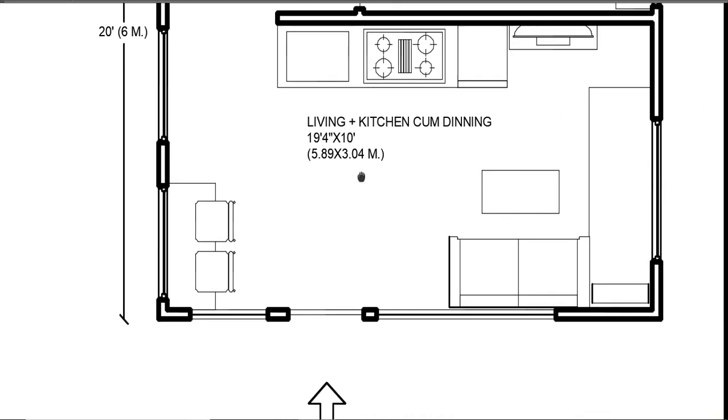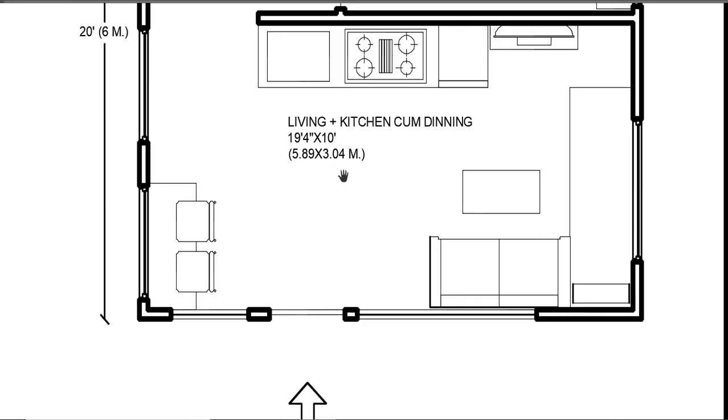So we have a living plus kitchen cum dining area. You can see here the kitchen cabinet with burner, sink and refrigerator arrangement. Also we have a sofa arrangement, tea table arrangement and a single bed. And on the left side we have a dining counter with 2 chairs and some windows for ventilation and light purpose of this area. After that we'll go inside.